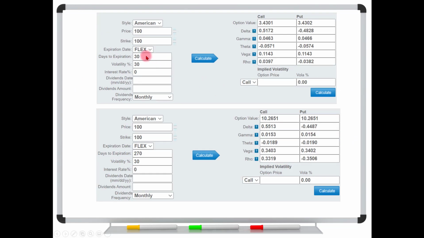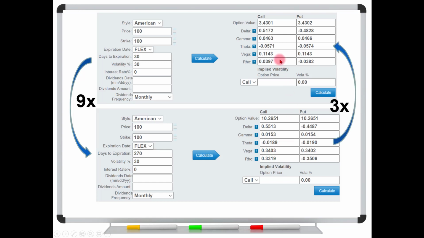Let's try another one. We've got the 30-day option again. The theta is 0.0571. What if we increase the time to expiration by a factor of 9? We're going to look at the 270-day option. Its theta is 0.0189. And because of the square root pricing rule, we should know that the shorter dated theta is going to be 3 times that of this one. So 0.0571 divided by 0.0189 is about a factor of 3. So if you're choosing the 30-day option over the 270-day option, your theta is about 3 times as fast.